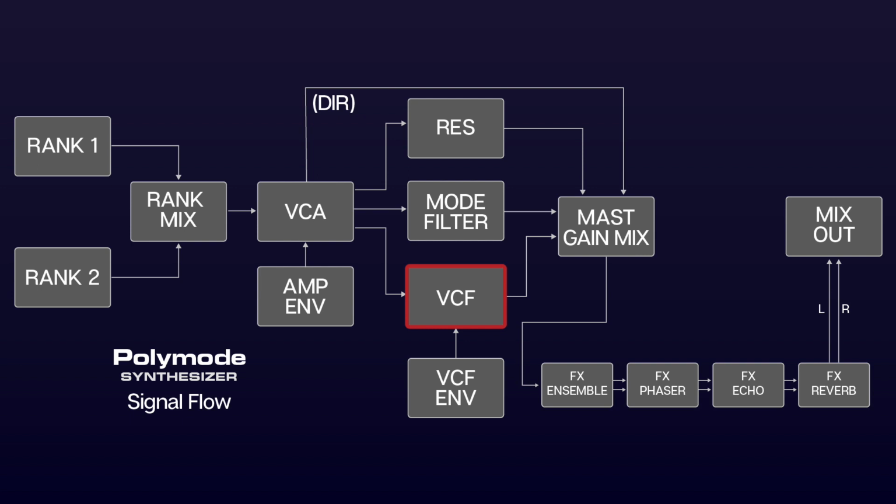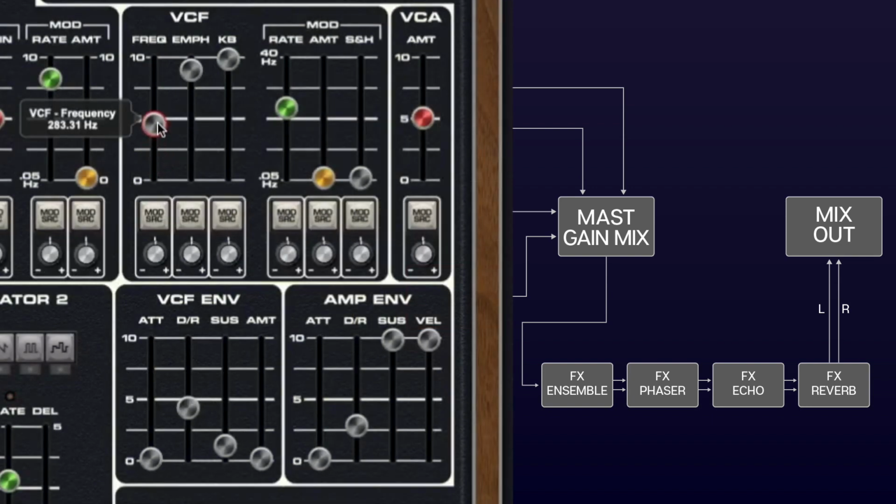Besides its paraphonic implementation, the VCF should otherwise look pretty familiar if you've messed around with analog synths. It's a 24 dB per octave ladder type filter with standard cutoff, resonance, and keyboard tracking controls, along with an ADS envelope generator and an envelope amount control.